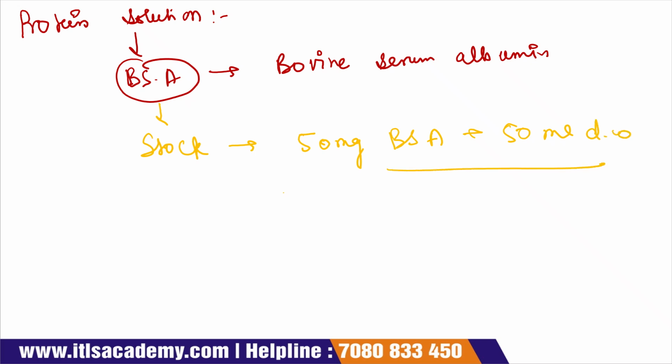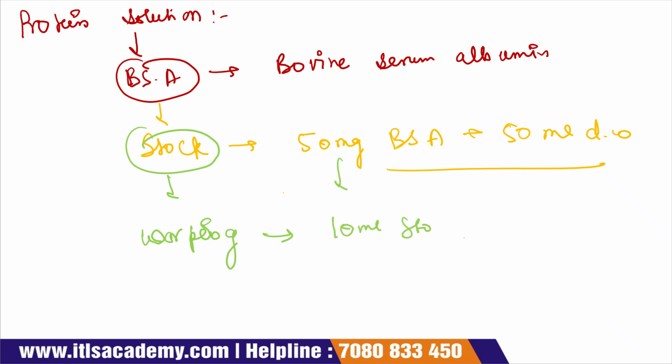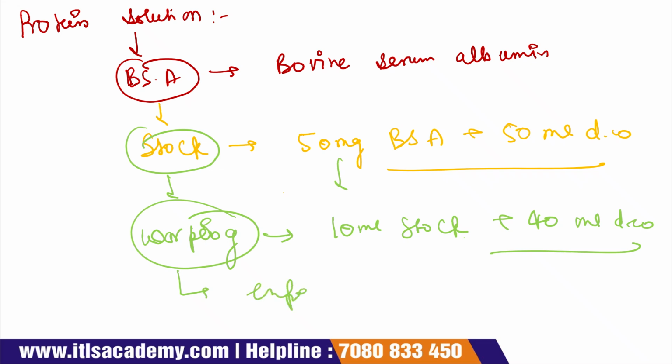Now with the help of the stock, we have to prepare a working solution. For the preparation of the working solution, we take 10 ml of stock and 40 ml of distilled water. Then we use this working solution in the experiment. What the stock is and what the working solution is, we have already discussed; you can see that video.